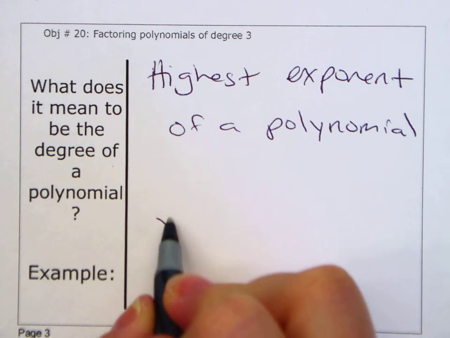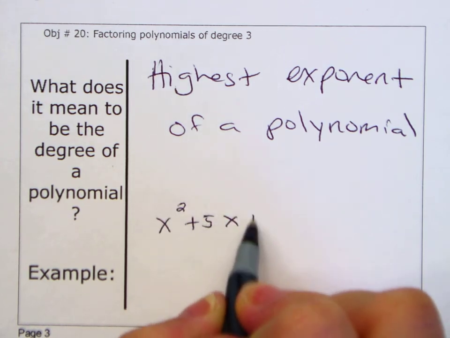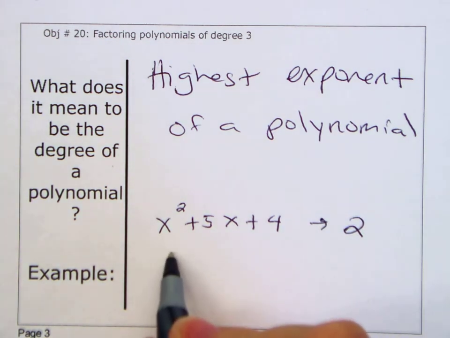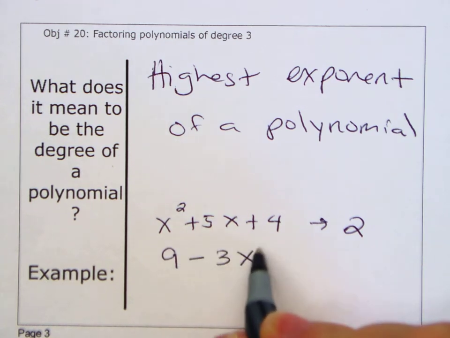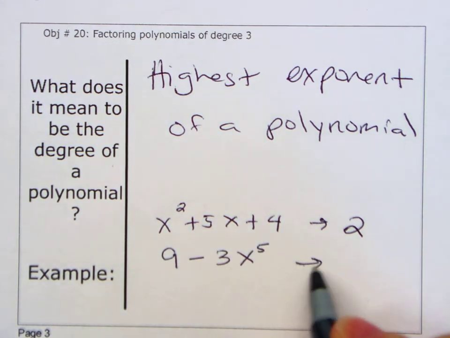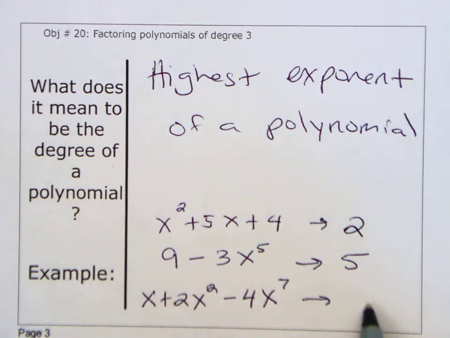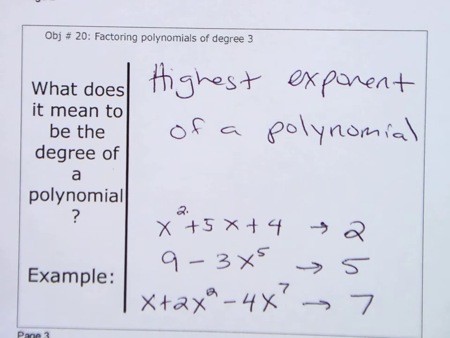So we've been dealing a lot with x squared. So x squared plus 5x plus 4. All right, the degree of that is just 2. What would the degree be of 9 minus 3x to the 5th? It's just 5. All right, x plus 2x squared minus 4x to the 7th. 7. So you just look, what's the biggest exponent you see? 2, 5, 7. So today we're going to be factoring things with the highest exponent of a 3. Okay.